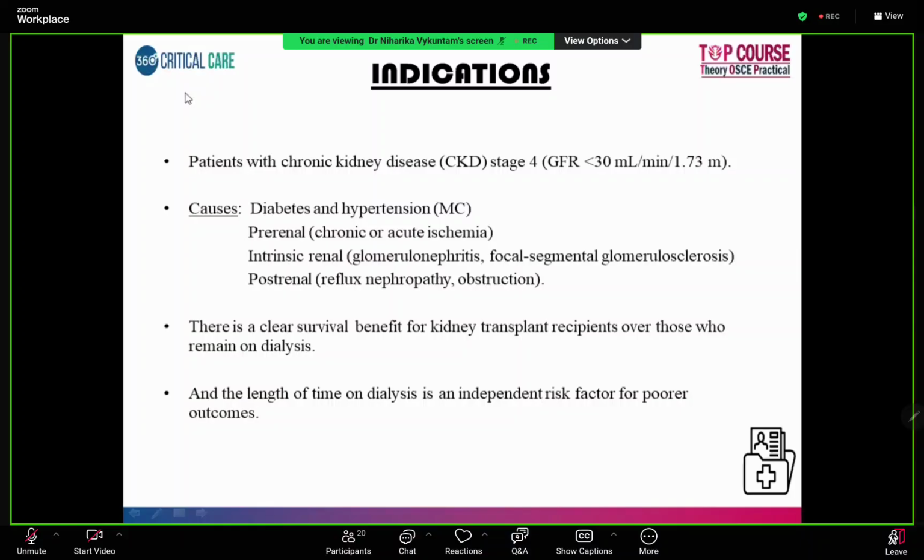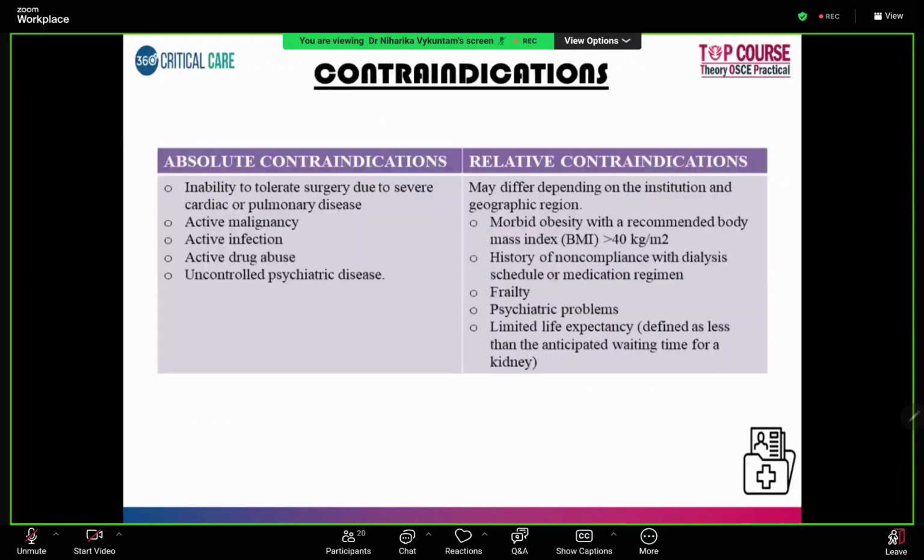Now coming to the contraindications. These contraindications are divided into absolute and relative. Absolute contraindications include, a very important thing, if the patient or the recipient has an inability to tolerate surgery due to severe cardiac or pulmonary disease.